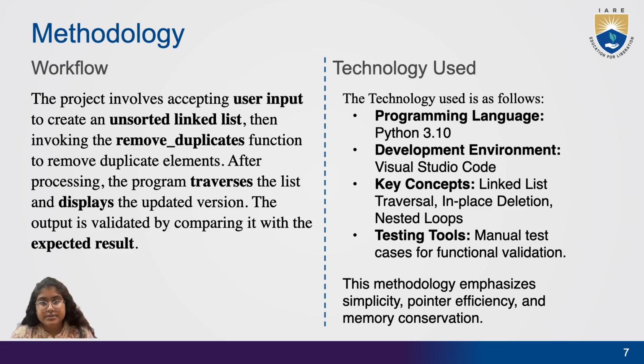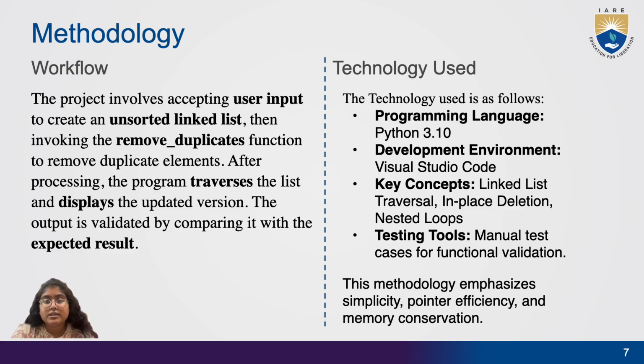The methodology for this project can be broken down into simple steps. Accept user input to form an unsorted linked list. Invoke the remove duplicates function, where in-place detection occurs using the two-pointer technique. Traverse and display the final linked list after all duplicates are removed.